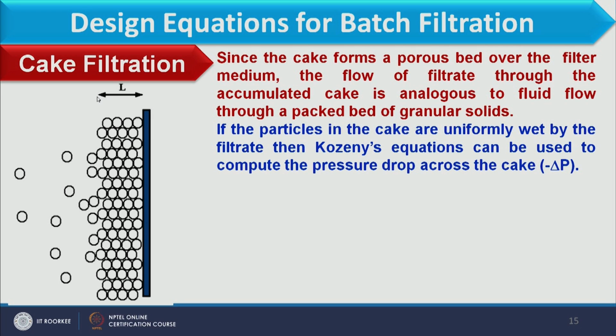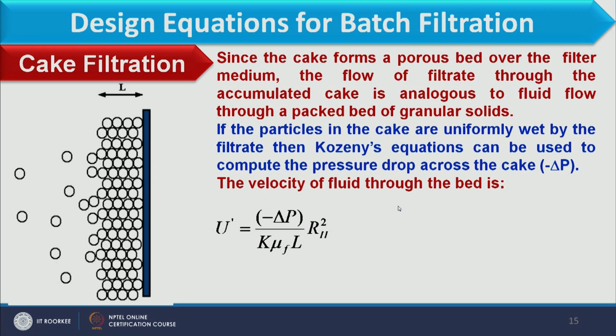So, here you see this is the media and the total thickness of the media is L. Solids are deposited over this media, and through these voids the liquid flows, and therefore it can be considered as a packed bed. So, Kozeny's equation for this case is used to calculate the velocity of the fluid, and the equation is U dash equals pressure drop divided by K mu F L into RH square.